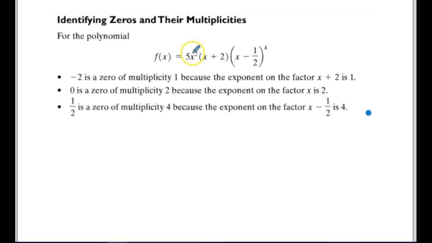And so the exponent here, and my r value right here would be 0, because it's x minus 0 squared. So 1/2, my x minus r, so my r is 1/2, is a 0 of multiplicity 4, because I have that exponent there.